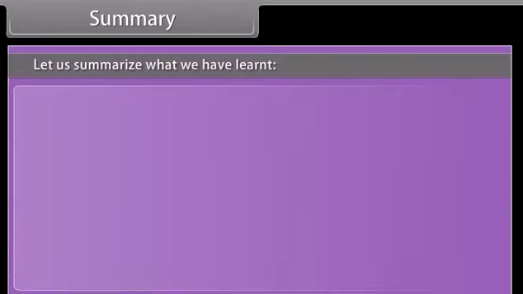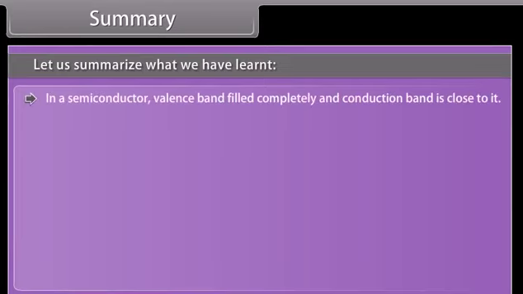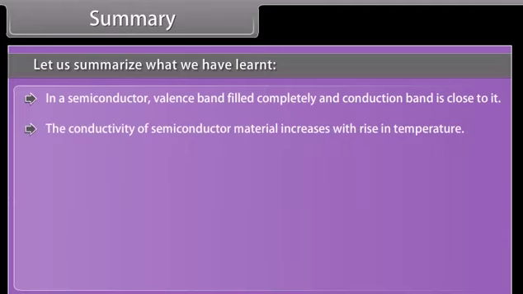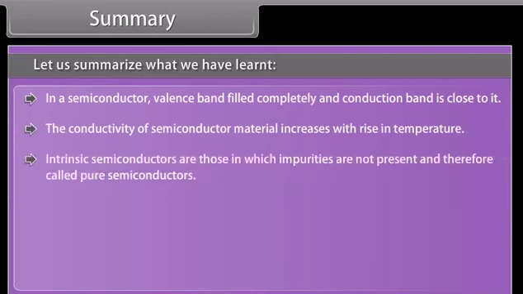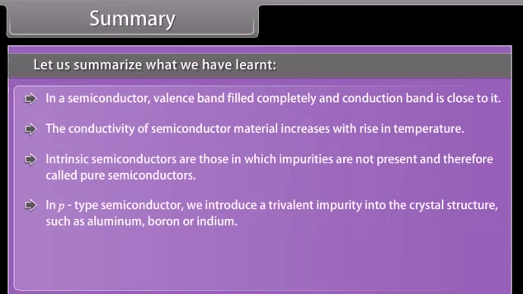Summary. Let us summarize what we have learned. In a semiconductor, the valence band is filled completely and the conduction band is close to it. The conductivity of semiconductor material increases with rise in temperature. Intrinsic semiconductors are those in which impurities are not present and therefore are called pure semiconductors. In a P-type semiconductor, we introduce a trivalent impurity to the crystal structure, such as aluminium, boron or indium.